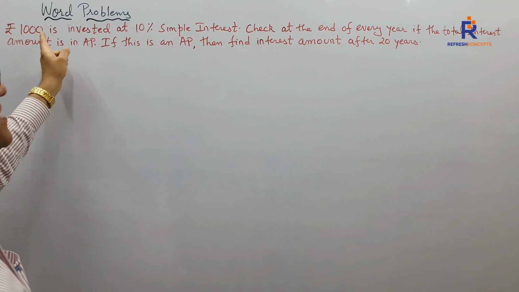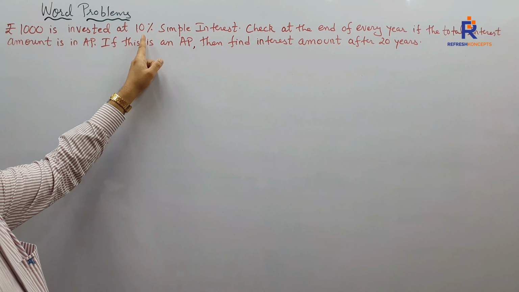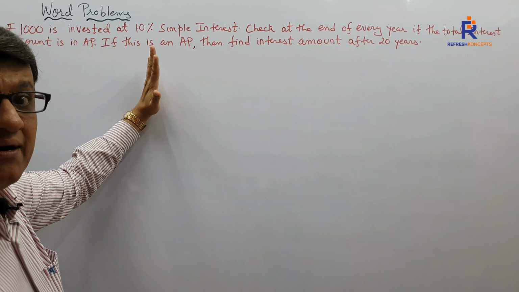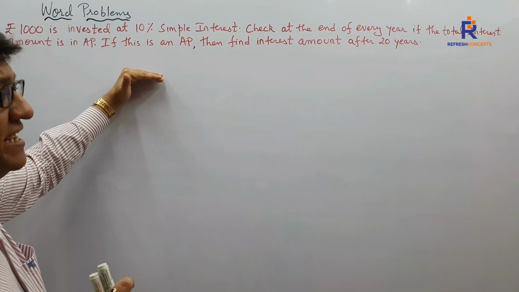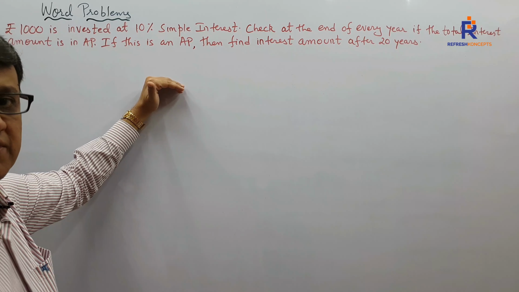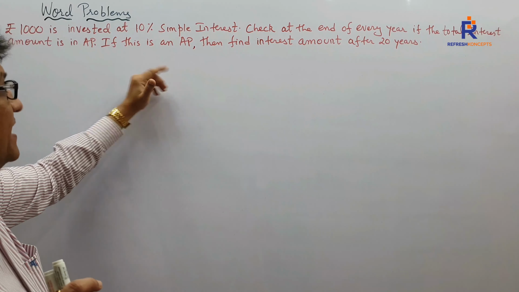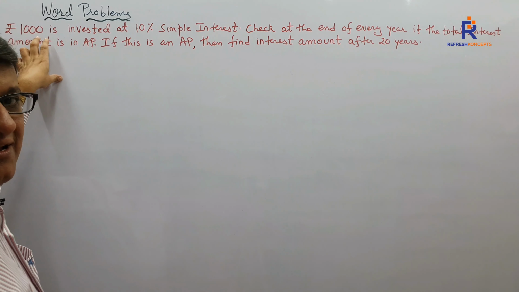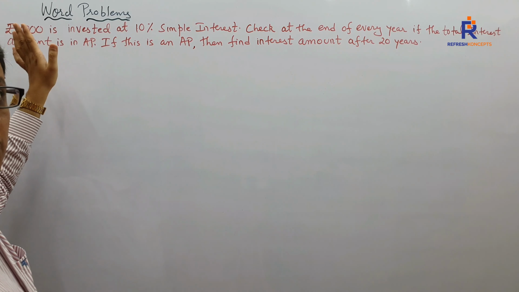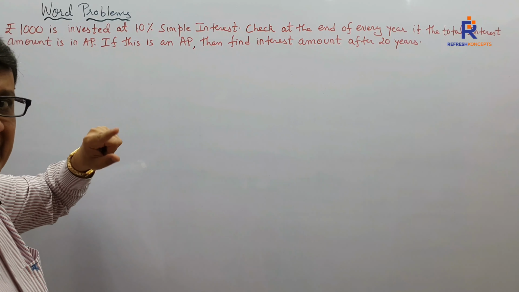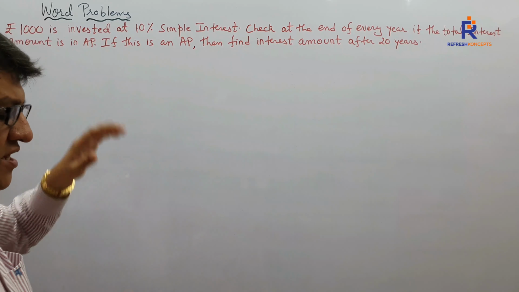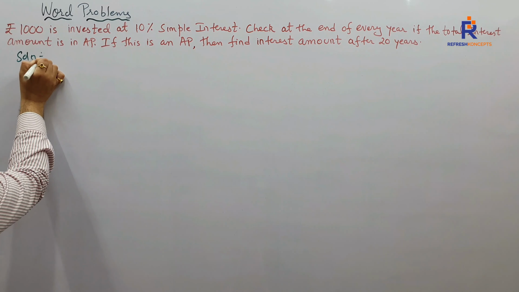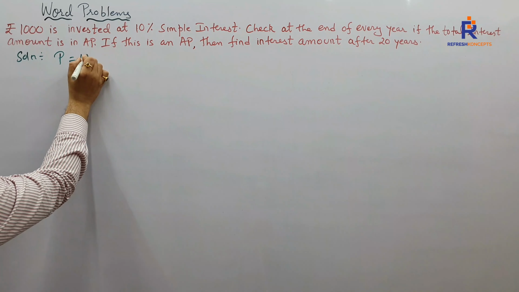For us, 1000 is principal, rate of interest is 10%, is irrelevant data when it comes to AP, but certainly strong data when it comes to simple interest. For an AP, 1000 and 10% are irrelevant data. This 1000 is not my A. It is nothing when it comes to AP, but for simple interest, it is. So what is the principal? Let me start my solution as principal P is 1000.